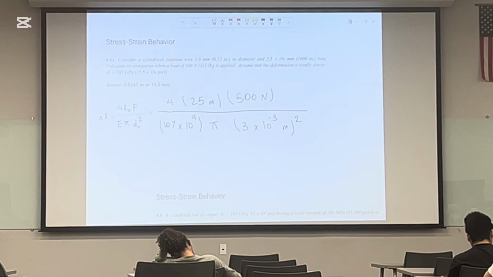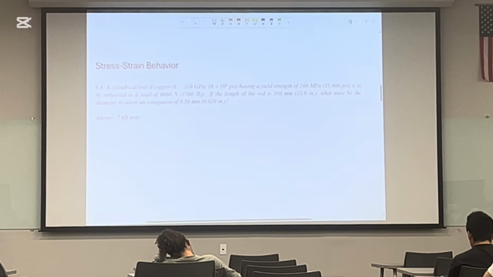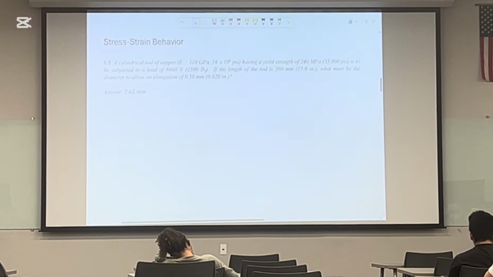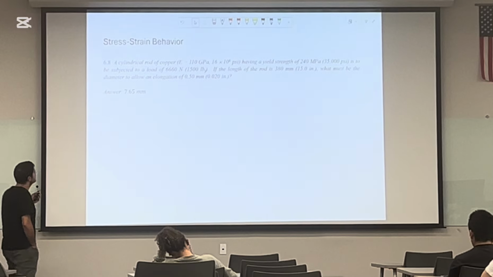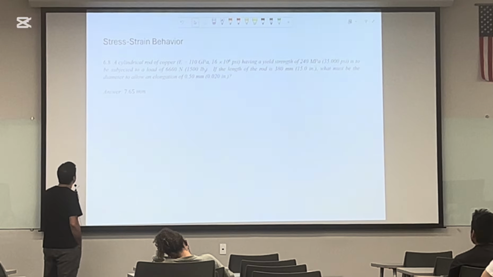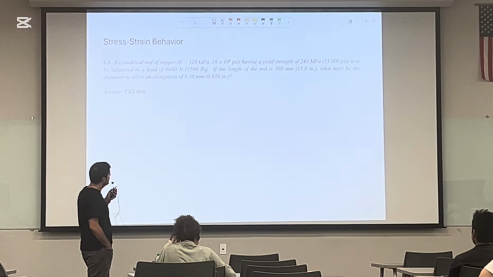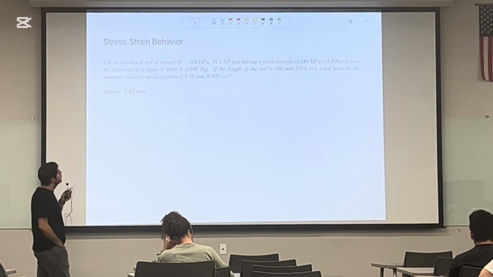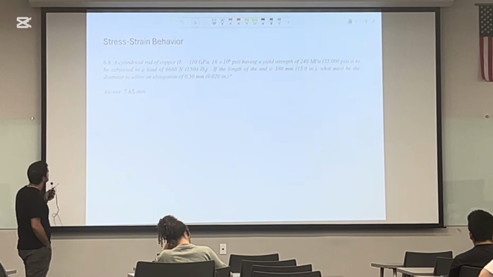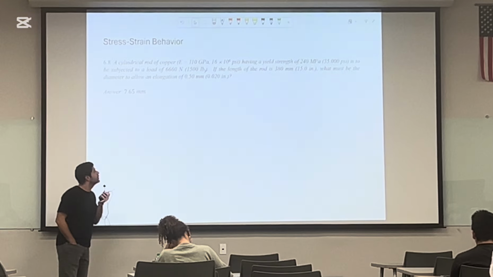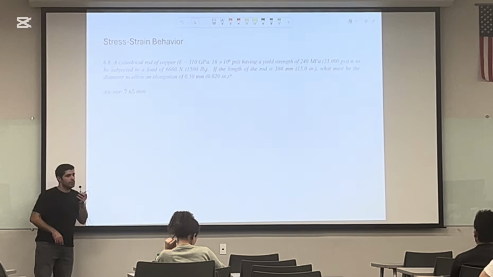So let's move to the next question. So again, from the same concept, slightly different. Here we have a cylindrical rod, which is again under tension. And we are asked to find the diameter which satisfies that elongation.